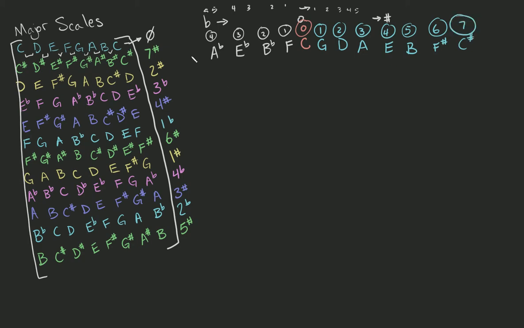Now there's one more way to go about this. You might be wondering, why does this end? Why does this not have 5? That's because it's overlapping. 5, 6, and 7 overlap. 5 is D flat major, which is the same as C sharp. 6 is G flat major, which is the same as F sharp. And 7 is C flat major, which is the same as B. So these are pairs over here.